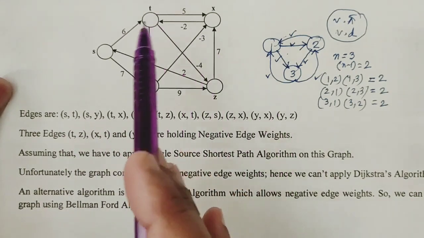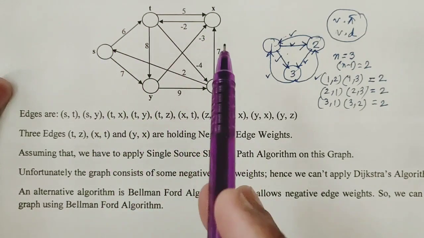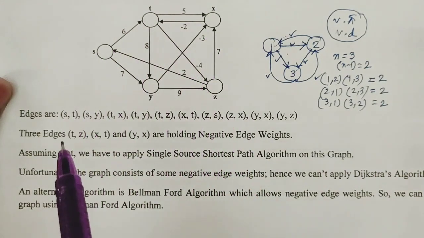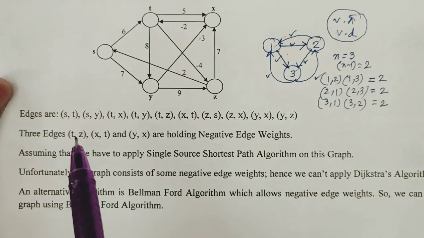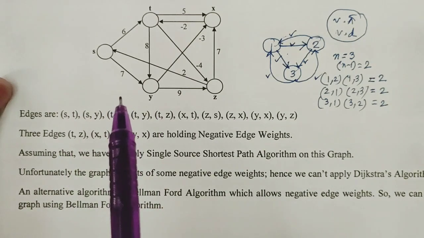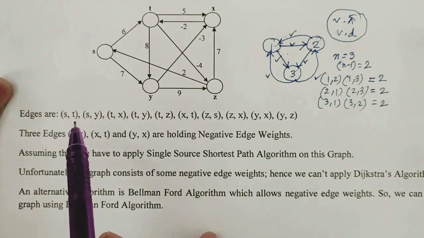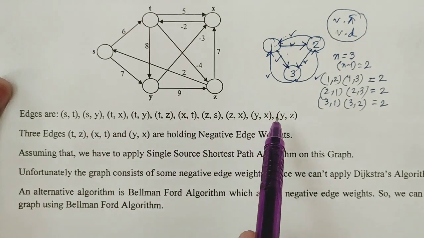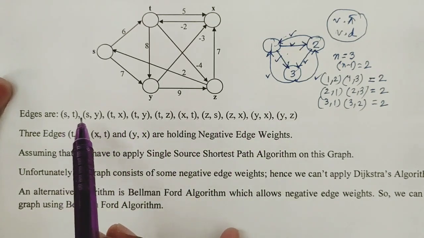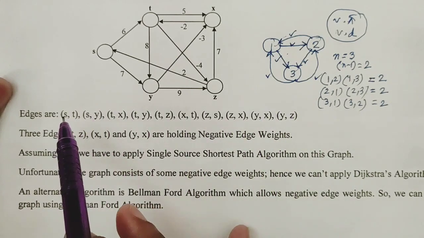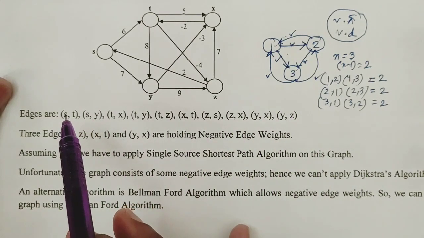That means in this graph there are 5 vertices. 5 minus 1 means 4. So there are 4 total iterations. Under each iteration you have to apply relaxation for all edges. That means you have to apply relaxation for the entire set. Then you complete iteration 1.